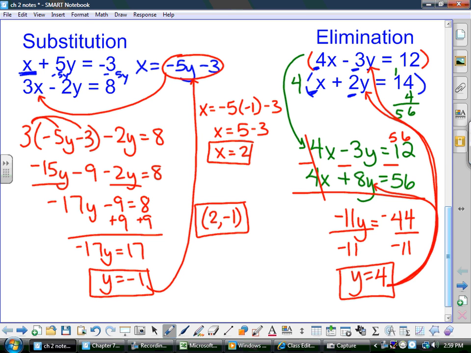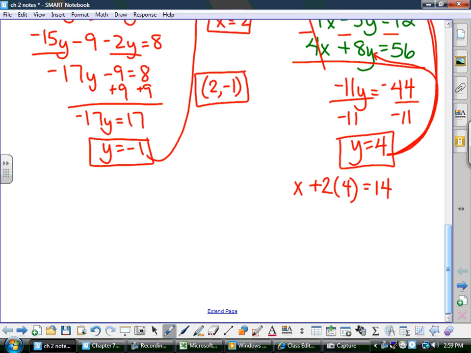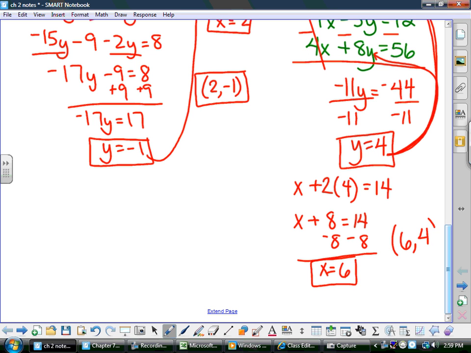As I look at those three, I think this is going to be the best choice. It's going to be the easiest to solve for x because x doesn't have a coefficient there. So I'm going to plug it in and get x plus 2 times 4 equals 14 and solve for x. I'll get that x is 6. So the answer to this system as an ordered pair is 6, 4.